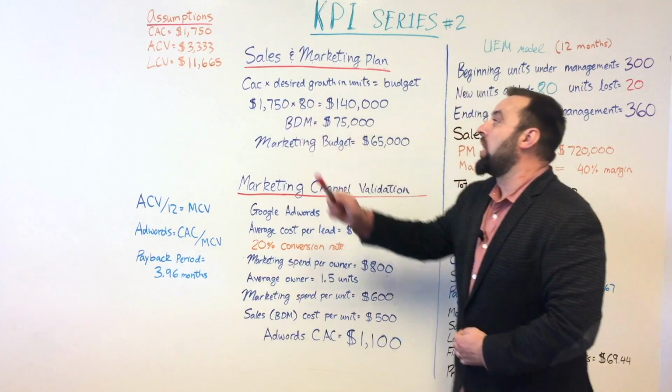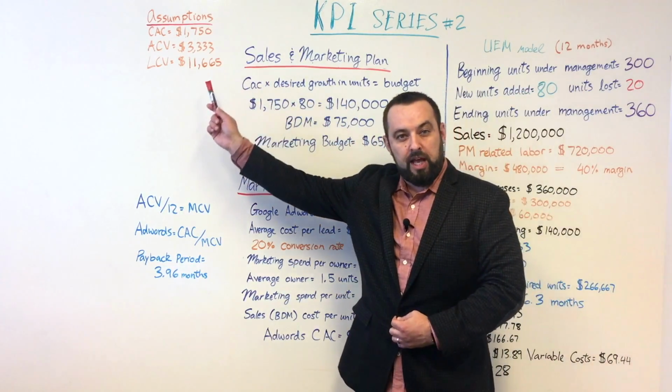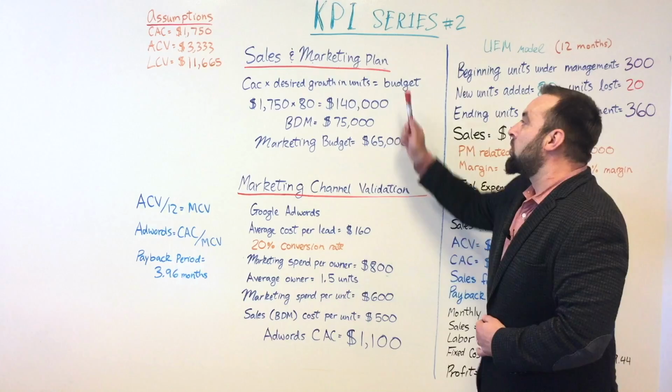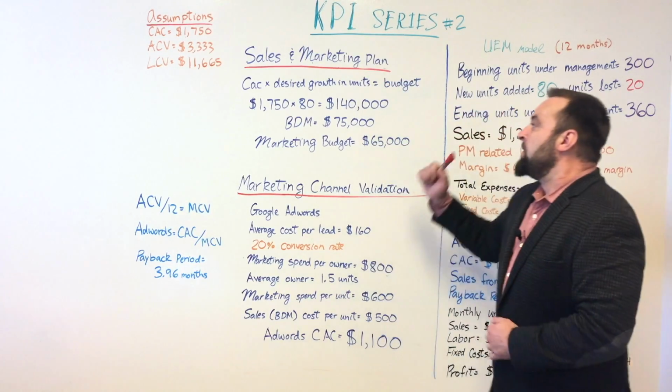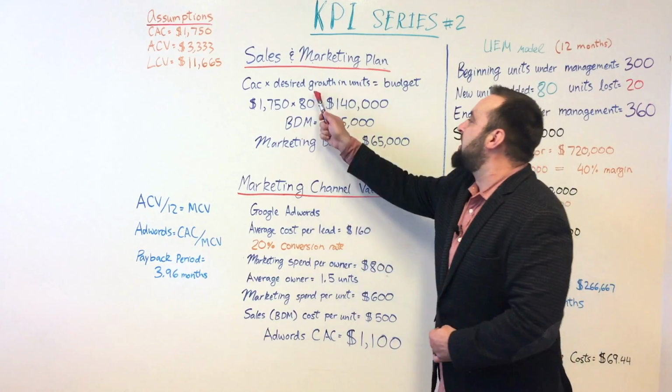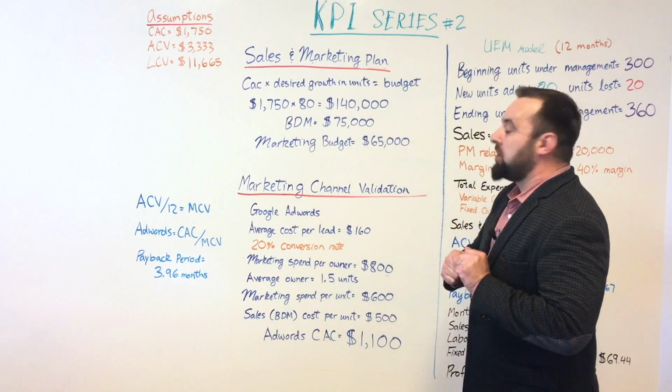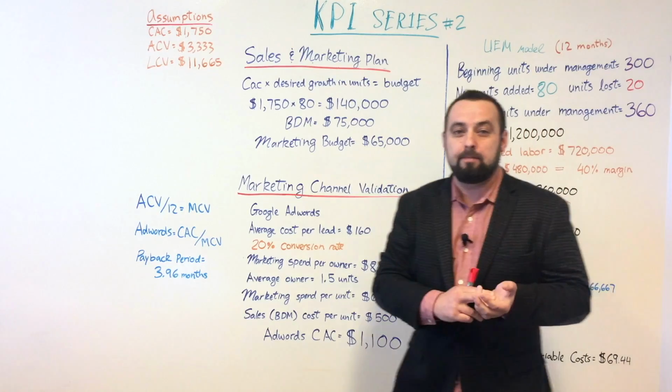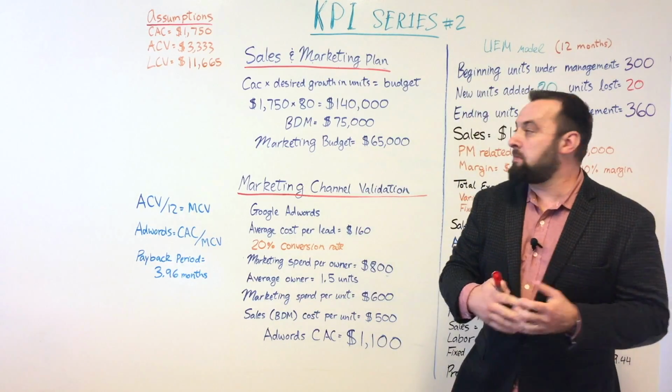First, let's take a look at how to use the ratios we've already created in the first installment to put together a sales and marketing plan. You start with your customer acquisition cost times desired growth in units, which equals your overall sales and marketing budget. That's very simple mathematics, okay?